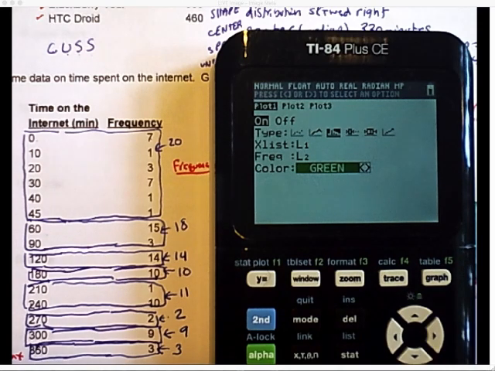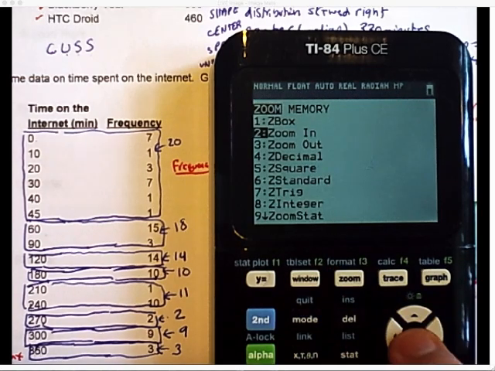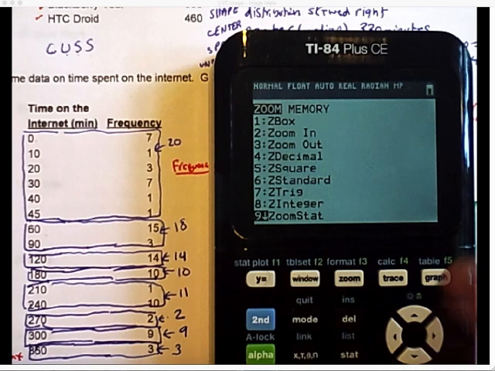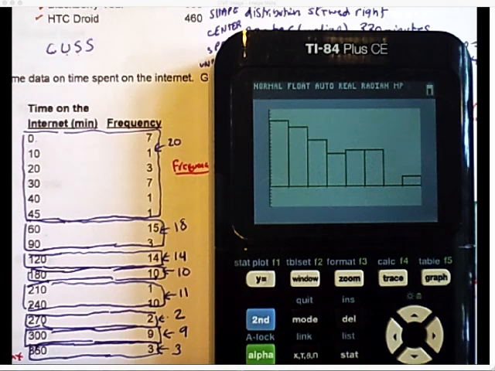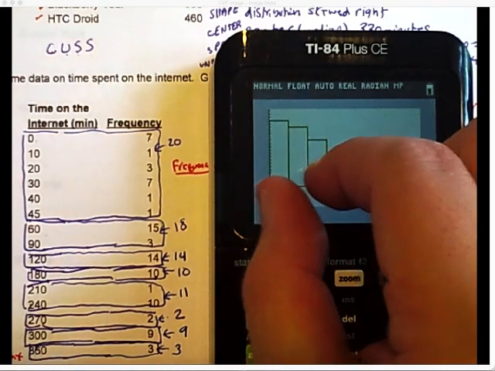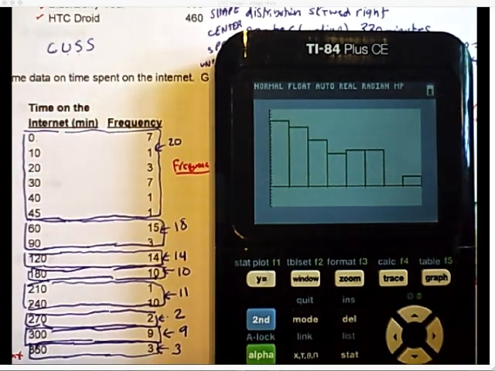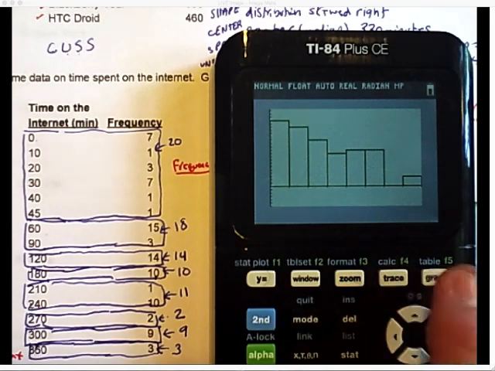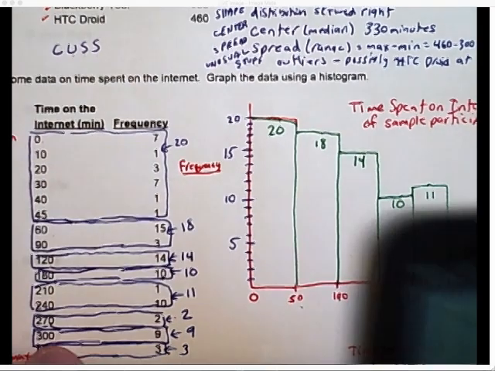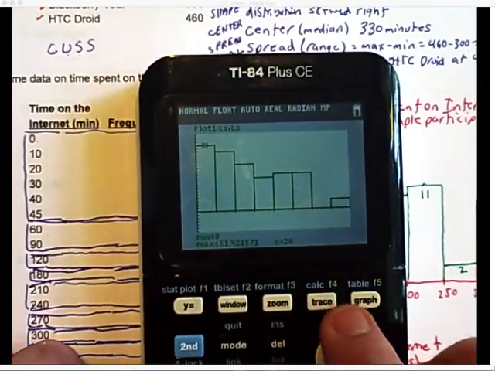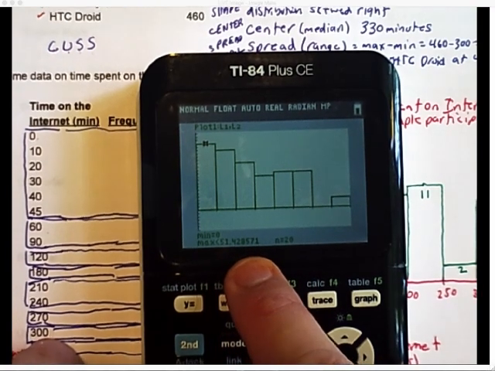So as soon as you do that, to get the best picture, hit zoom and go down to number 9, which says zoom stat. Hit enter, and it's going to make a graph for us. Now what the calculator has done, it's chosen the bin width for us based on the data that was given, what they think is the best way to display it. I might have chosen a bin width. I chose a bin width of 50. Let's see what they chose. They happen to choose a bin width of, it looks like 51.42.